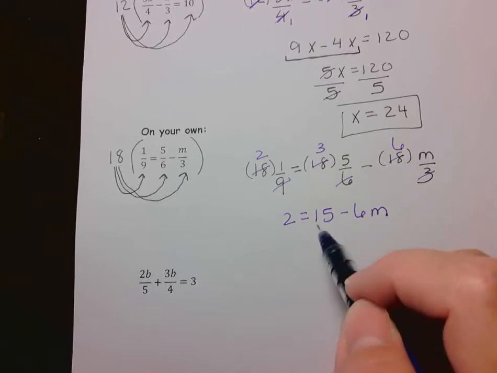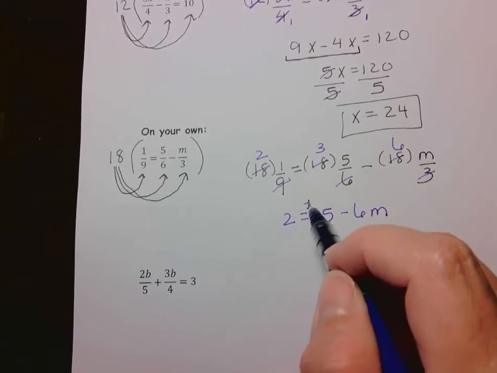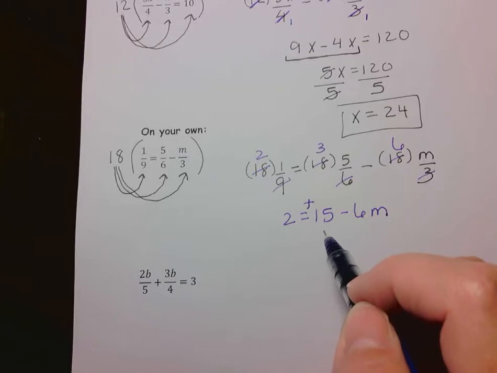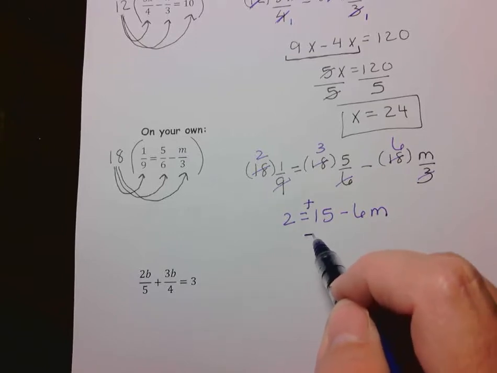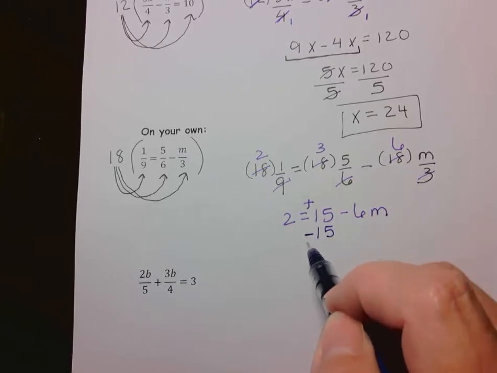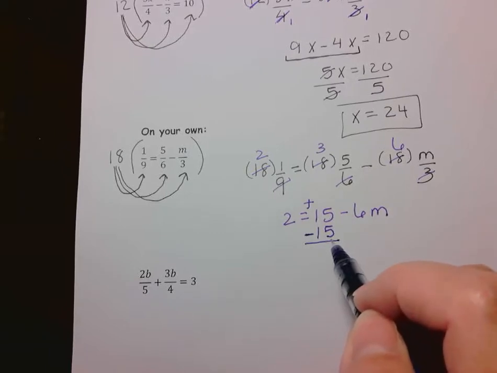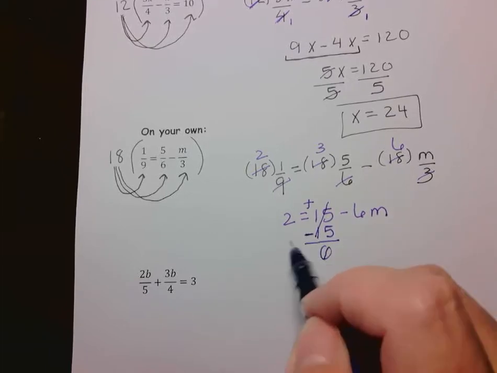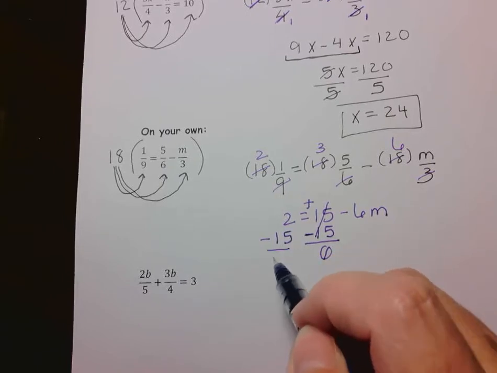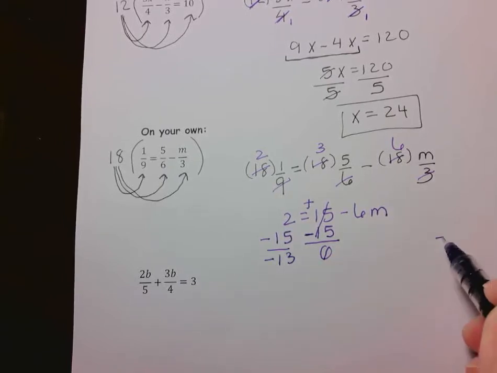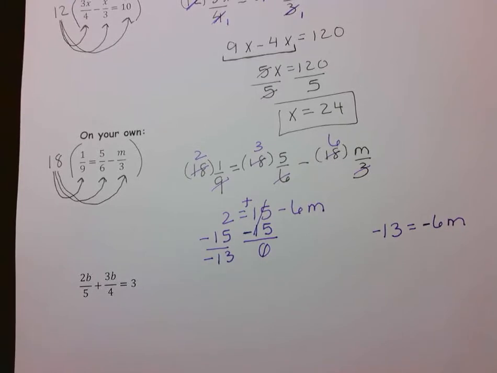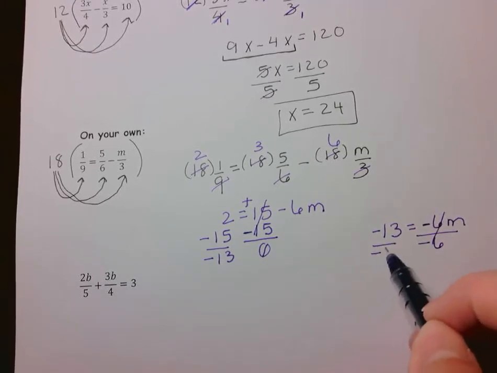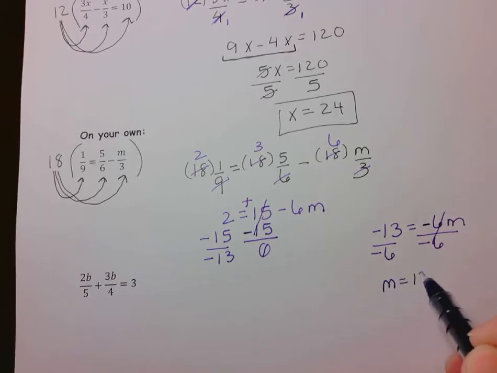And then this is a positive 15. This is a positive 15. And so I want to do the opposite because I want to remove it from this side. And so I'm going to subtract 15 from both sides. I'm going to divide both sides by -6, and I get m equals 13 over 6.